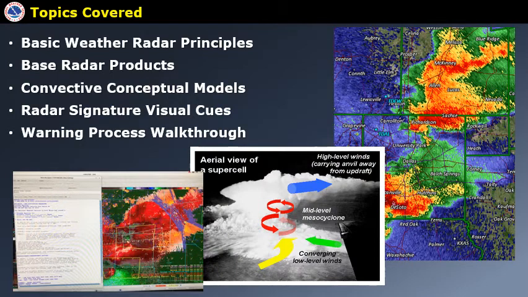Here's a preview of the topics to be covered in this course. We will start off by discussing basic weather radar principles. Then we will talk about some of the base radar products. We will develop convective conceptual models. We'll take a dive into radar signature visual cues. And then we'll attempt to bring everything together with a warning process walkthrough.